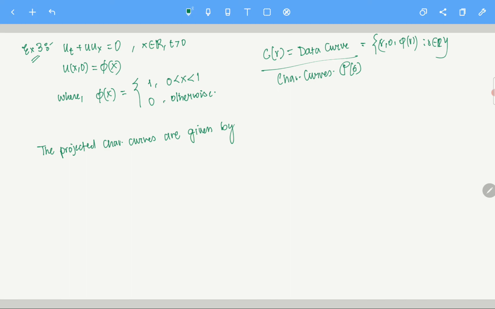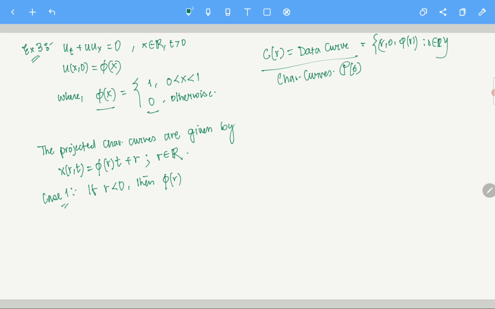So here the projected characteristics are given by x(R,t) = phi(R)t + R. Okay, and where is this R varying? R is varying in R. Clear? x and t are given to you, and these are the projected characteristics. So now let's look at the cases. So case 1, if R is negative, then what is phi of R?